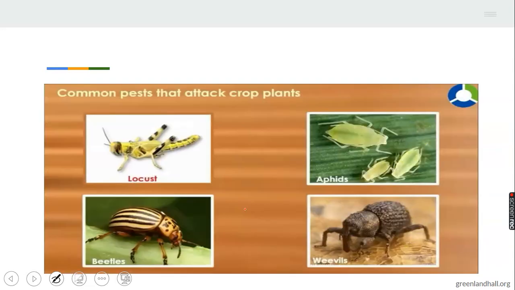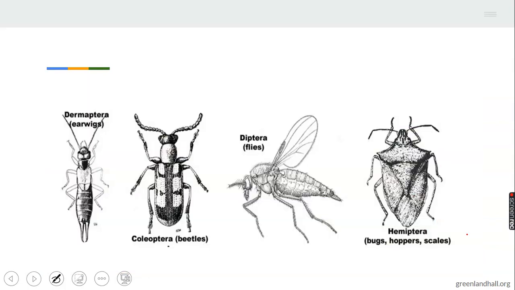So we want to look at some common pests that attack crop plants. As you can see on the screen, we have the locusts. You can see it here. That's what it looks like. We have beetles. You can see that. We have aphids. Then we have weevils. We have a lot of them. These are some common pests that attack crop plants.